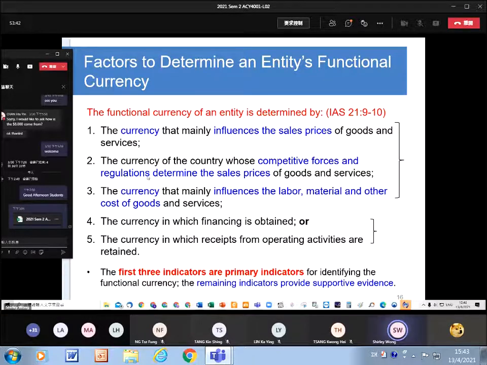Secondly, you may think about any regulation. If you want to trade with some country, maybe they have some regulation that you must settle in that kind of currency. If there is some regulation like that, you need to follow the regulation to determine your functional currency. Thirdly, if you do not have any influence on the selling price, or you do not have any restrictions or regulation, you can look at whether you purchase materials or purchase from other suppliers, and in which currency all this cost of goods is denominated, then you can determine your functional currency.